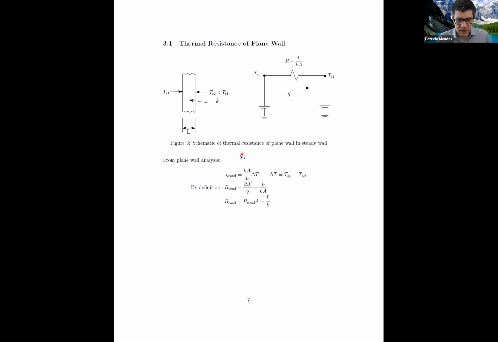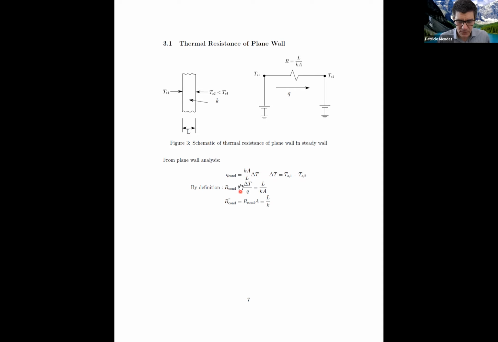So what is the resistance of this plane wall? We have heat by conduction, which we know because we did it in week 2 of class, is kA over L times delta T. And we did it again today from the differential equation that we saw in week 4 of class for the differential control volumes. We ended up at the same place. First, we did it intuitively. Second time, we did it formally. But we end up here.